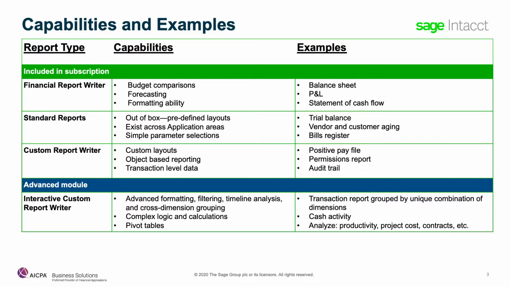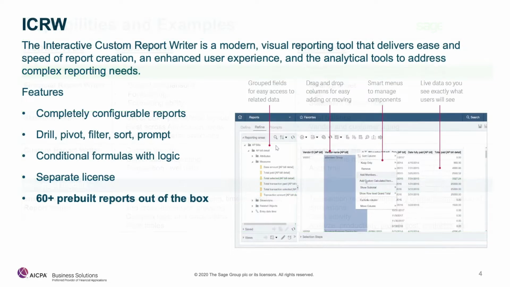All of these are currently included in the core subscription to Sage Intacct. Our new advanced reporting module, the interactive custom report writer, allows for advanced formatting, filtering, timeline analysis, and cross-dimensional grouping, as well as complex logic, calculations, and pivot tables. Example reports would be transaction reports grouped by unique combinations of dimensions, cash activity, or analysis of any productivity, project cost, or contract. The interactive custom report writer is a modern visual reporting tool that delivers ease and speed of report creation, an enhanced user experience, and the analytical tools to address your complex reporting needs.